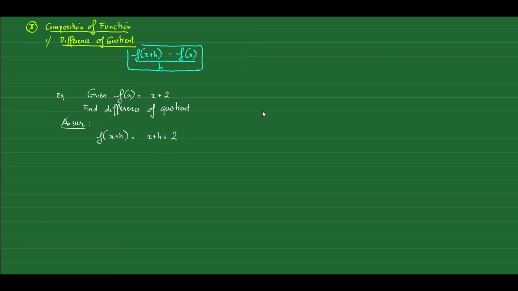Okay. Then we're going to set up the ratio. x plus h plus 2, which is this, minus f of x. But f of x is this, so we have to put it in parentheses, over h. All right, distribute the minus in, minus x minus 2 over h. So you see that this cancels, so you have h over h, which gives you 1. And there you go, that's the difference quotient.